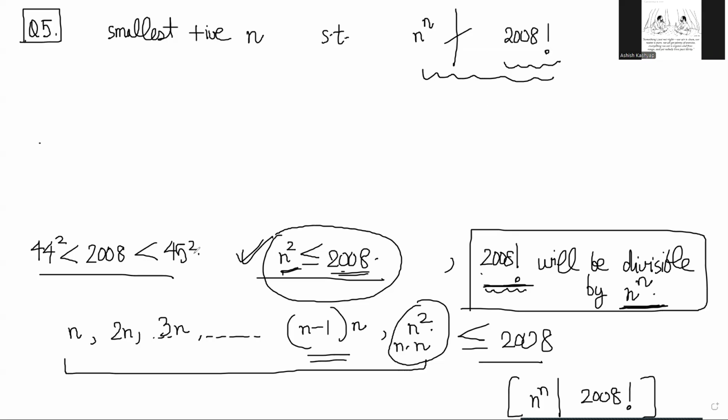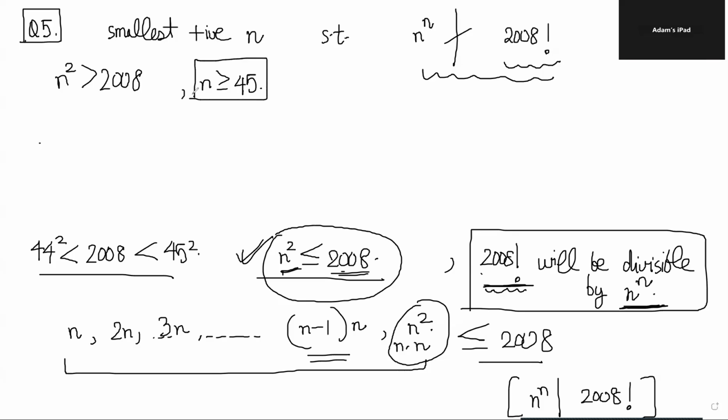So when we want this to not divide, our n square should be above 2008. So n square should be greater than 2008, and we should start from 45 onwards. Now we can think about it step by step and check 45 first.